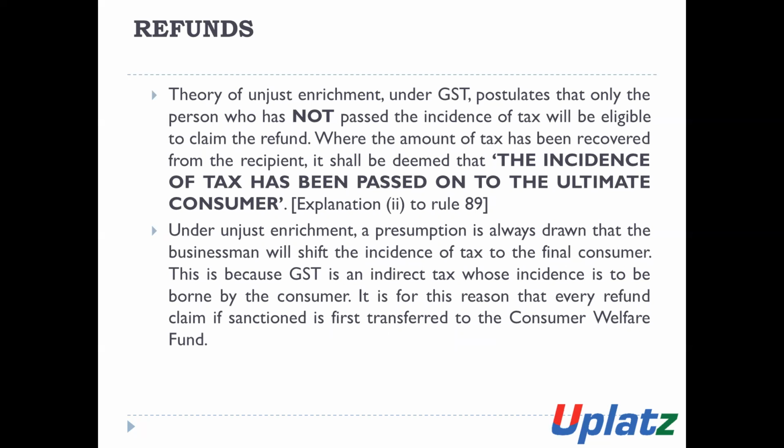Under unjust enrichment, a presumption is always drawn. There is always a presumption that the businessman will shift the burden or the incidence of tax to the final consumer. That is, the tax in respect of which refund is available is shifted by the businessman to the final consumer.